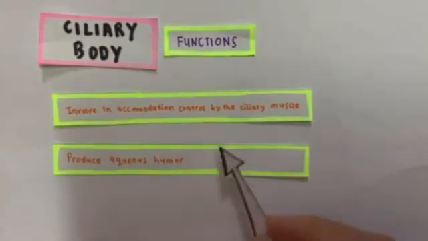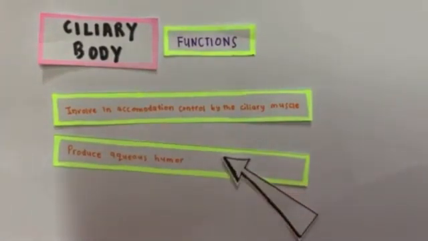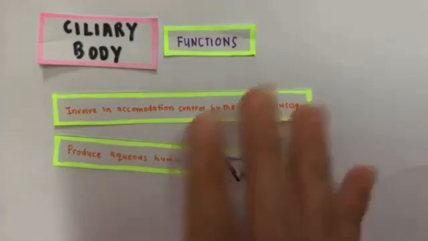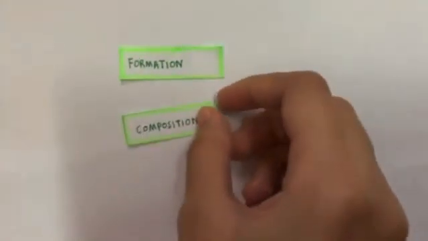Let's go into details about the production of aqueous humor. The production of aqueous humor can be divided into three phases, which are the formation, composition, and also the drainage system of the aqueous humor.